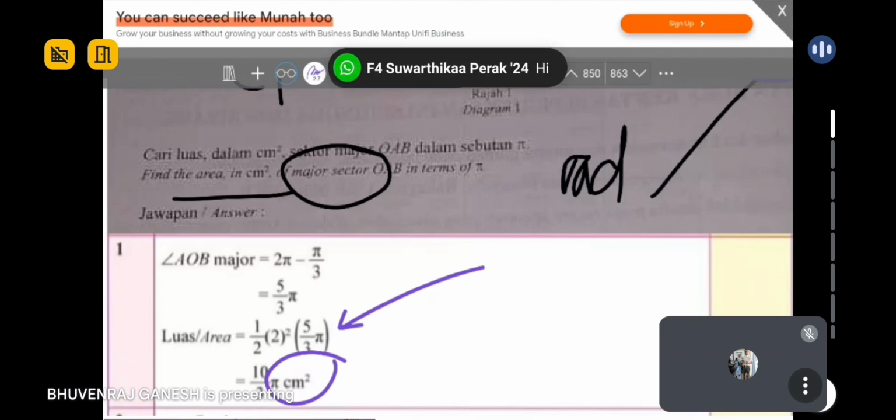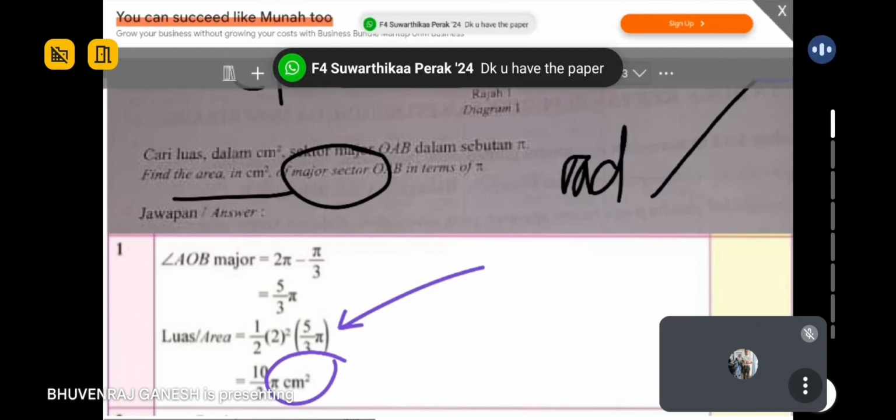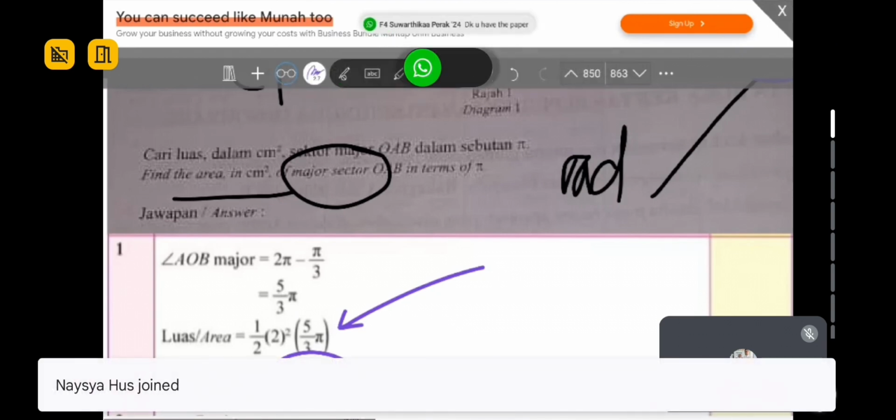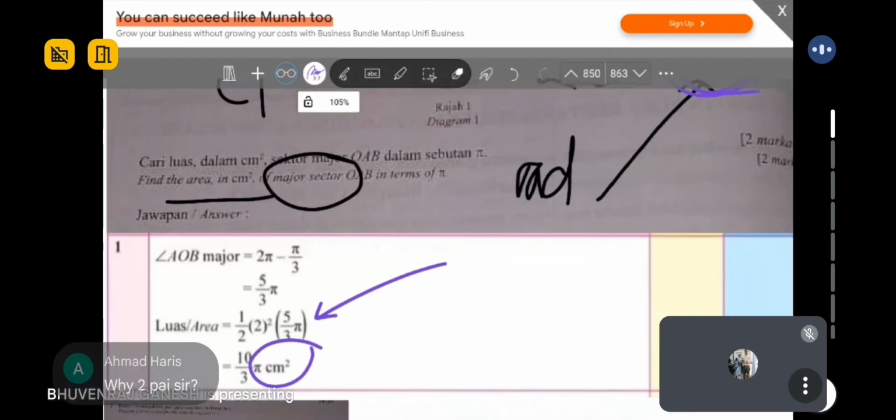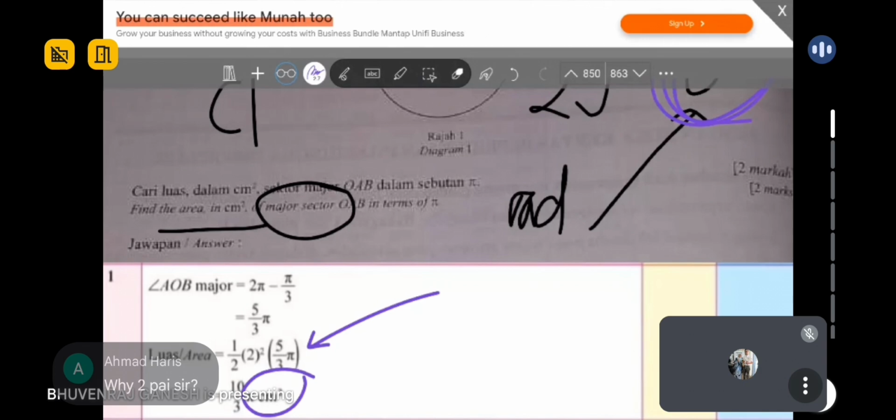Okay guys, how come so many people open mic? Kamu semua nak jawab soalan. Okay, don't have already. So yeah, are you guys clear? Question 1, habis. Everyone can get it?